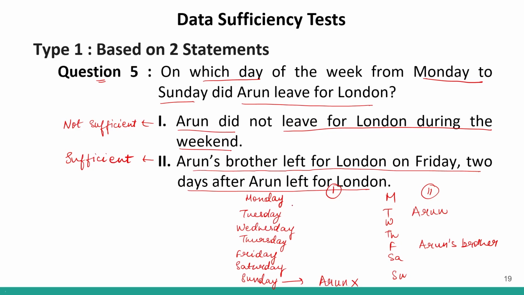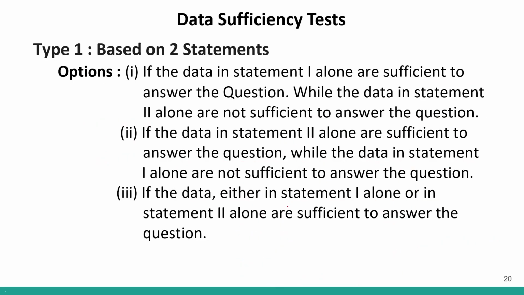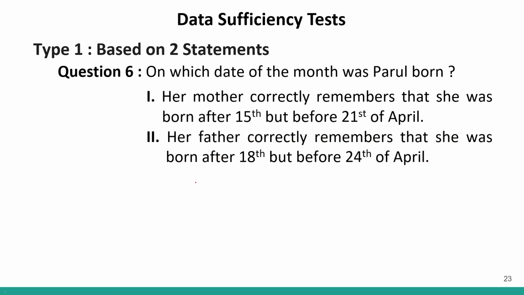Correct? So my answer will be that statement 1 alone is not sufficient, but statement 2 alone is sufficient. So if I look at the options, I can see over here that statement 2 alone is sufficient to answer the question, while statement 1 alone is not sufficient. So my answer will be option number 2. Clear? Now, coming to question number 6.